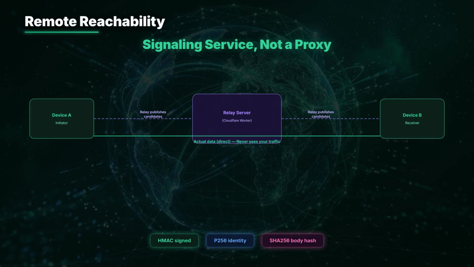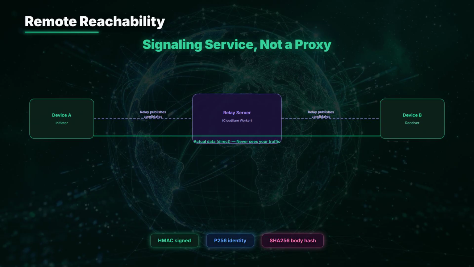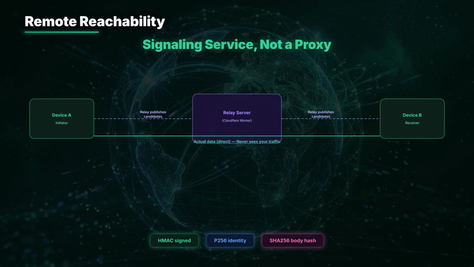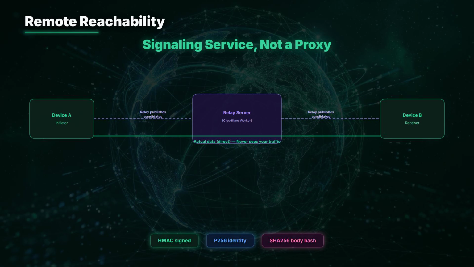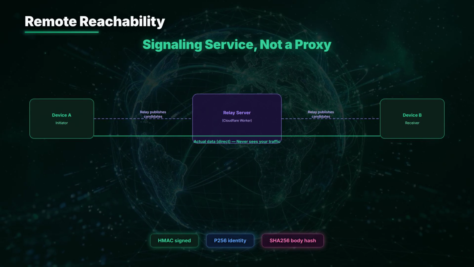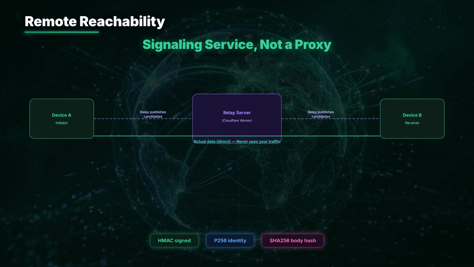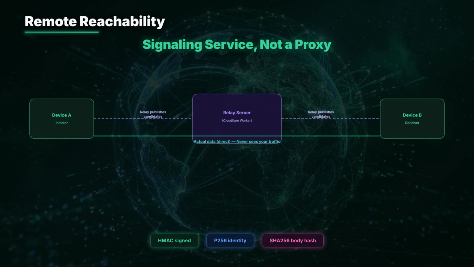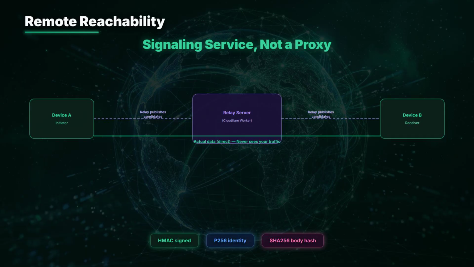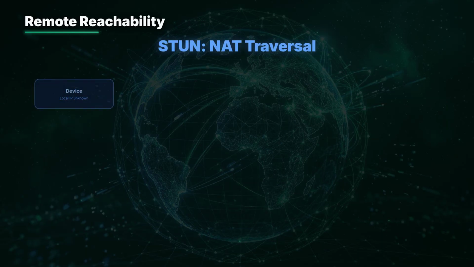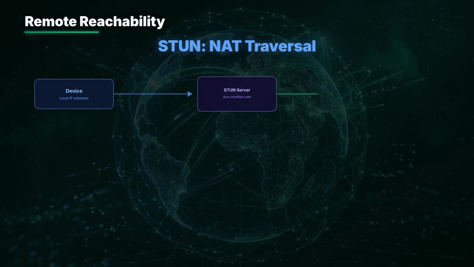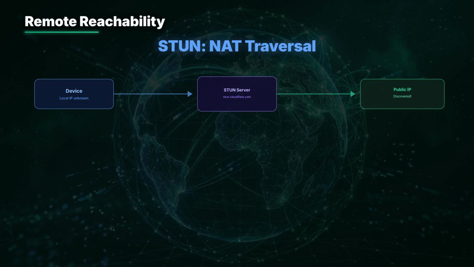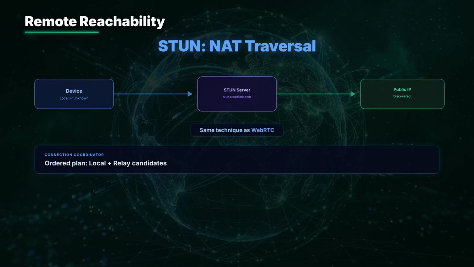The relay client signs every request with both an app-level HMAC and the device's P256 identity signature. Each request includes a session ID, app ID, identity key ID, public key, timestamp, nonce, and a SHA 256 hash of the request body. The relay publishes peer candidates but never sees your actual traffic.